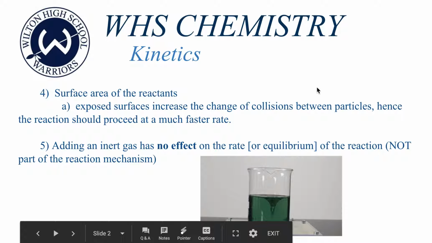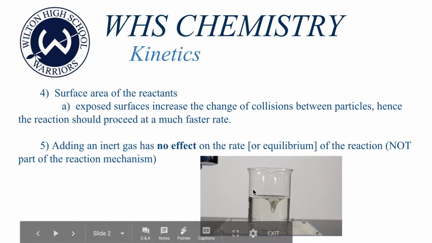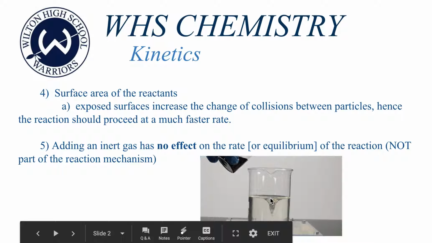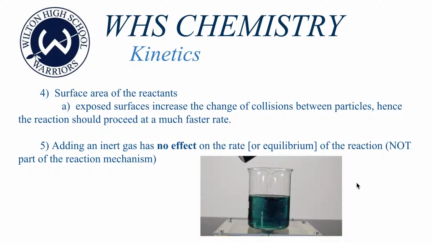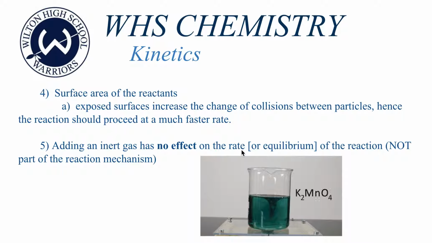Two other things that change the reaction rate are, first, the surface area of the reactants. The exposed surfaces increase the chance of collisions between particles, hence the reaction should proceed at a much faster rate. For example, if the reaction here were happening in a tray, like a plate, it might react faster because there are more exposed surfaces between the particles, so collisions might occur more frequently between the container and the particles themselves. Adding an inert gas has no effect on the rate or equilibrium of the reaction, and it's not part of the reaction mechanism, which we'll get into a little bit later.